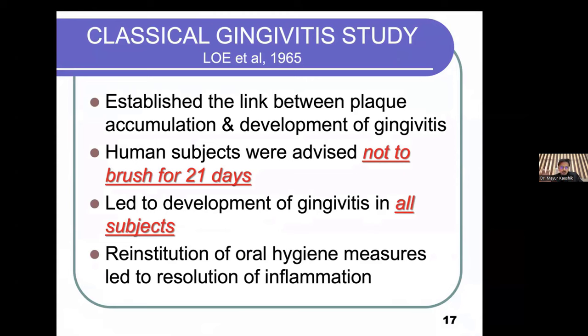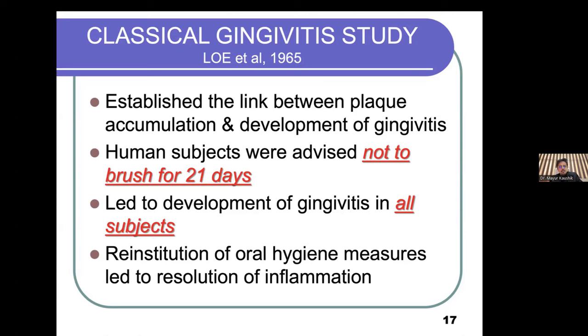So they came to the conclusion that gingivitis, just the gum inflammation as such, is not something which is actually related to the genetic makeup much. It is a universal phenomenon. Everybody will develop gingivitis in case oral hygiene measures are not followed.